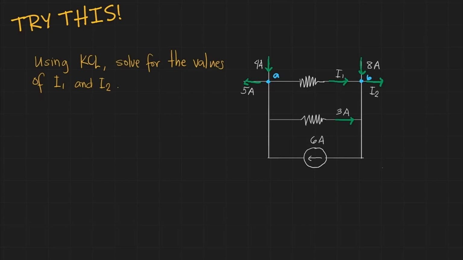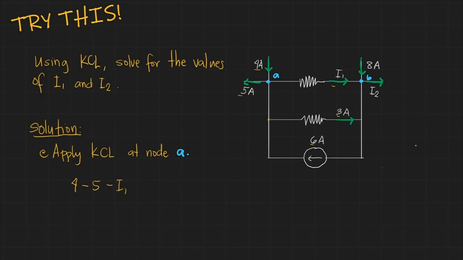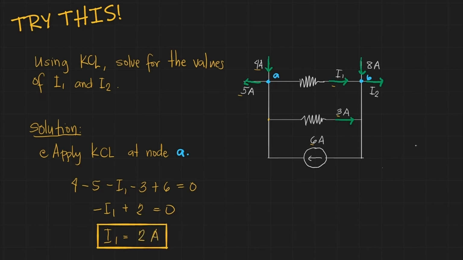Okay, now we can check whether your answer is correct or not. So, for example, we can start with KCL at node A. At node A, we can observe that meron tayong 4 amperes entering, 5 amperes leaving, I1 leaving, 3 amperes leaving the node, and 6 amperes entering the node. So, we can simply write the equation accordingly. So, 4 minus 5 minus I1 minus 3 plus 6 equals 0. Simplify your equation. We have negative I1 plus 2 is equal to 0. Then, I1 is equal to 2 amperes. So, now we can see that the value of I1 is 2 amperes just using the KCL.